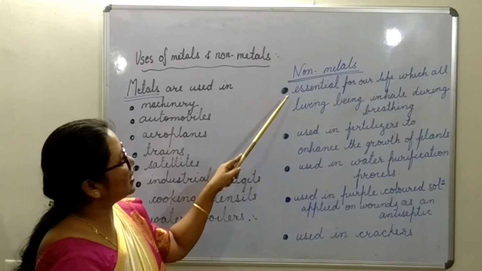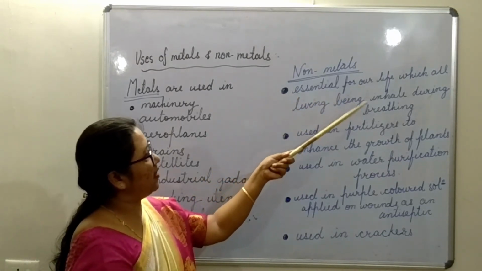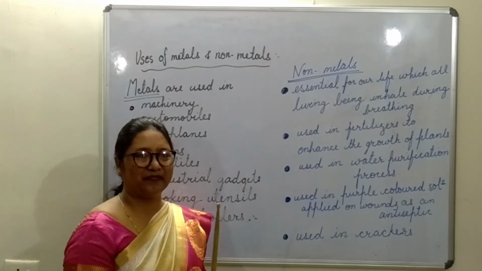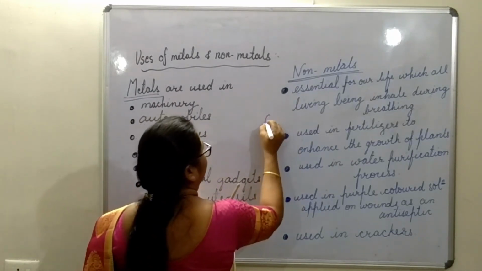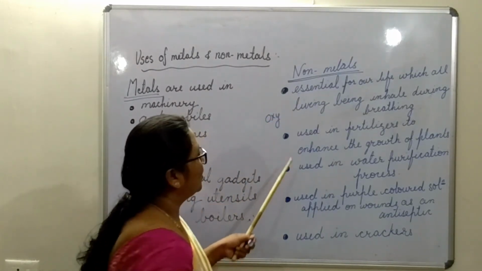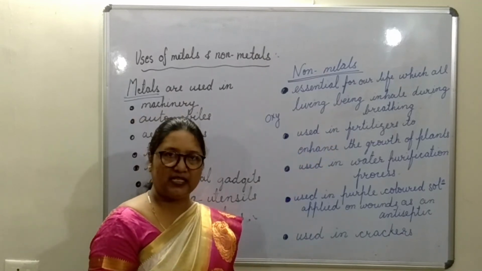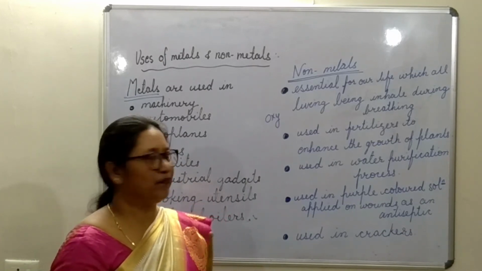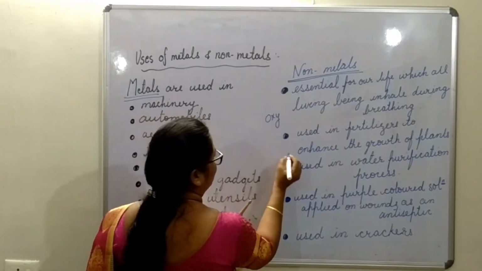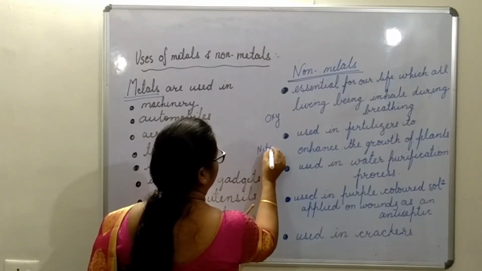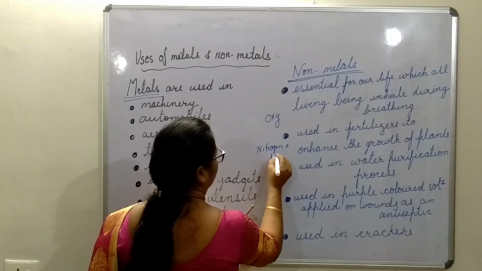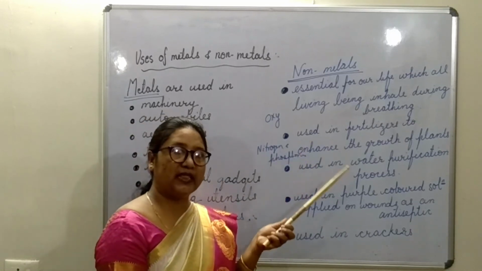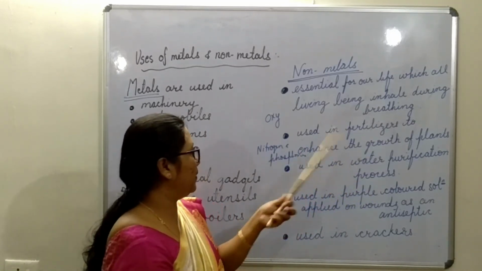Non-metals are essential for our life. Which non-metal do all living beings inhale during breathing? Yes, that is oxygen. Now, the non-metals used in fertilizers to enhance the growth of plants. What are those non-metals? Can you guess? Yes, that is nitrogen and phosphorus. Nitrogen and phosphorus in the fertilizer enhance the growth of plants.